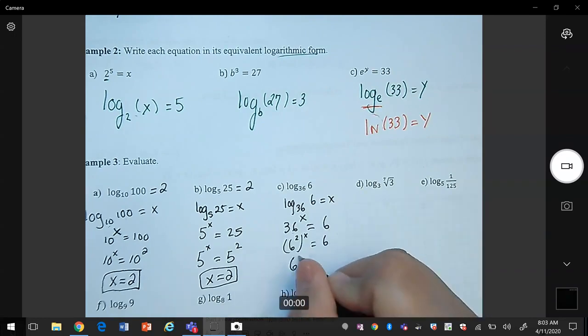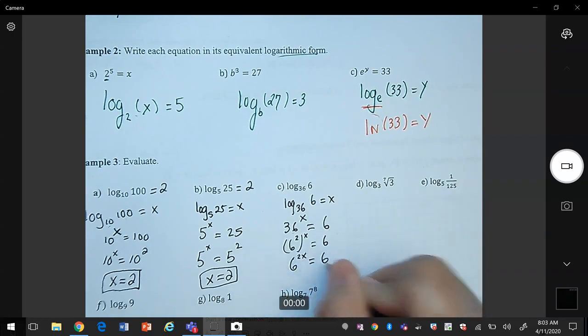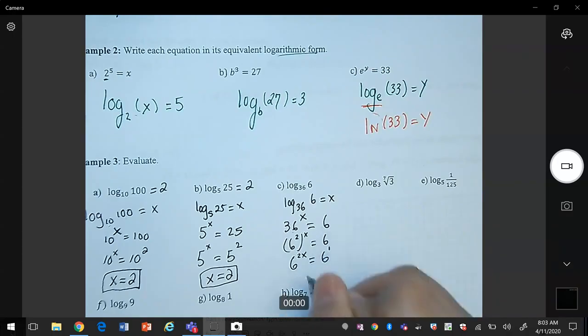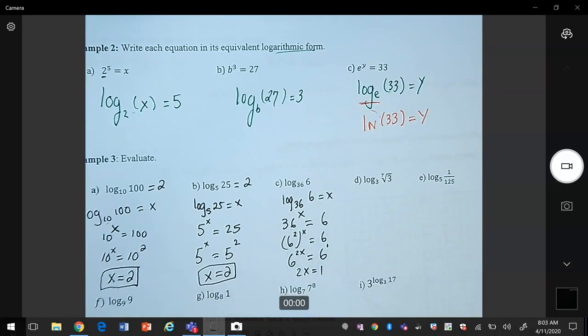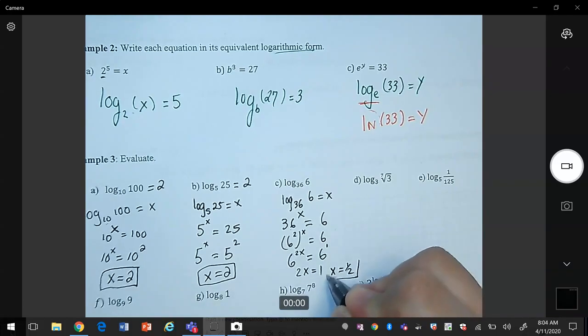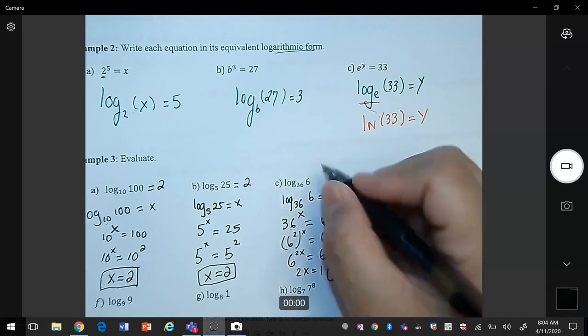So this would be 6 to the 2x is equal to 6. Set the exponents equal to each other. 2x is equal to 1. Solve for x. Divide by 2 on both sides. So x is a half.